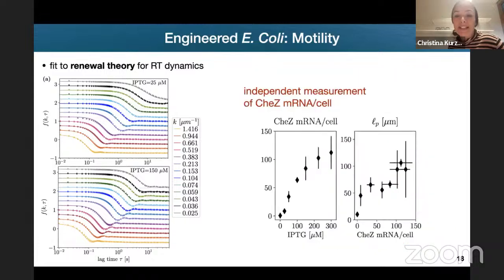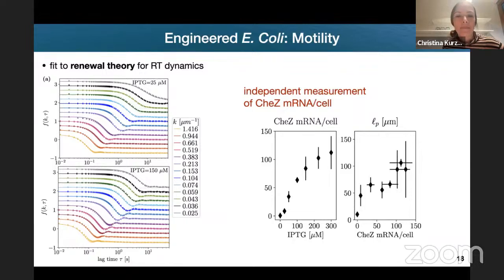The last step, as I said, was to relate that to the Kc concentration inside the cell. And this has been measured independently. Here is the count of the Kc messenger RNA per cell as a function of IPTG, and we do see this increase as well. Now correlating these two, we in fact find that as you increase Kc, or as more Kc is expressed, we have a larger persistence length.